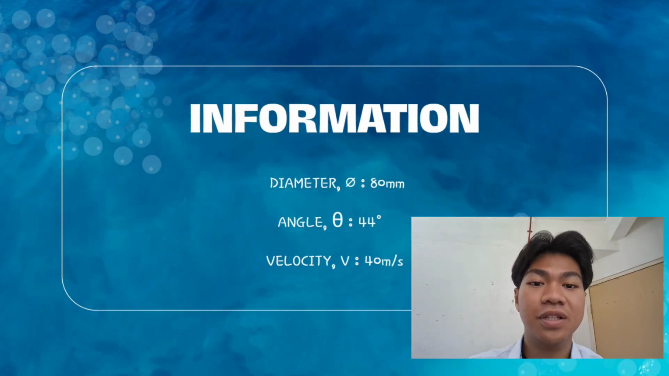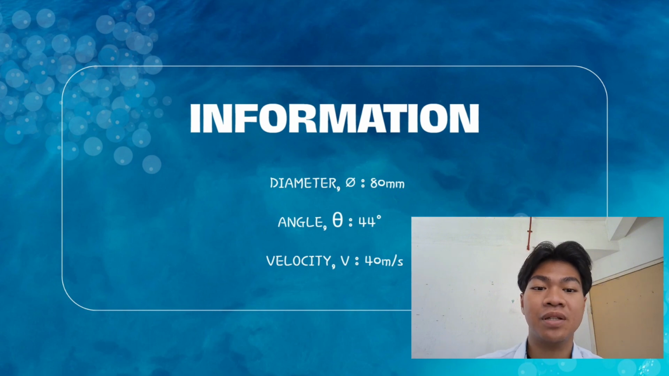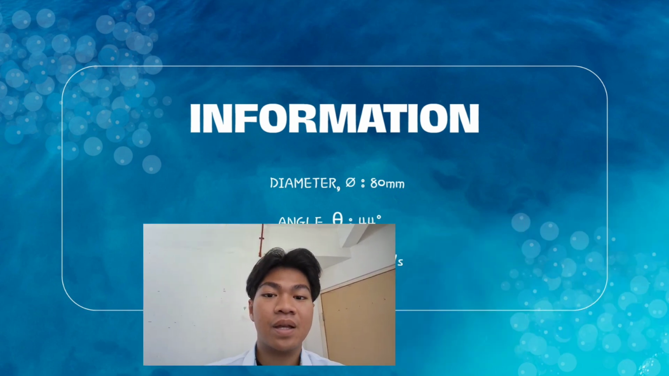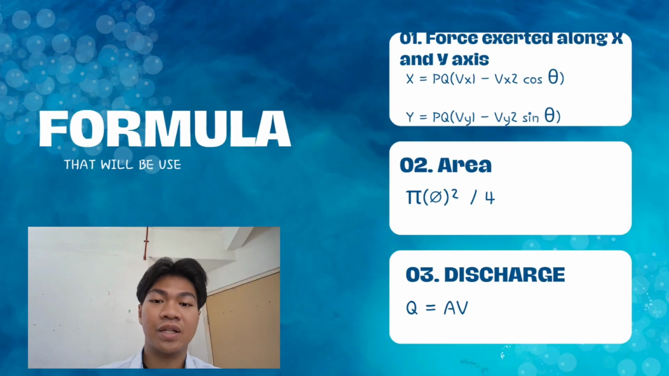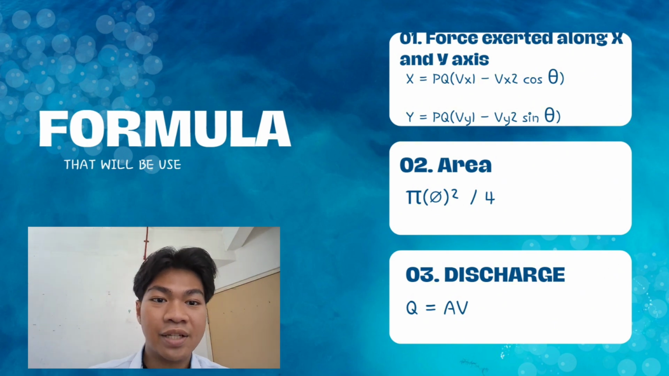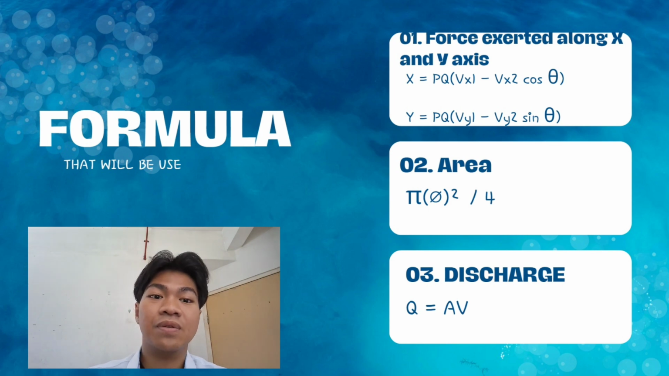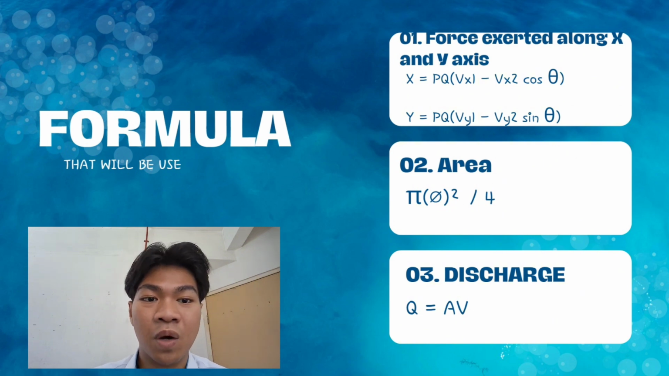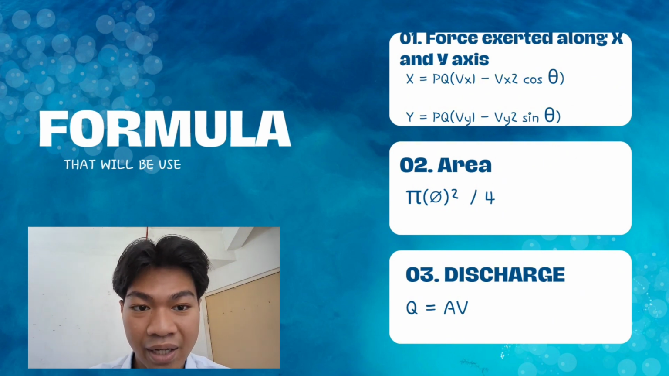Now we need to list the information that we get in the question, which is diameter 80 mm, angle 44 degrees, and the velocity is 40 meter per second. There are 3 things we need to find in this question, which is force exerted along x and y axis, by using the formula Fx equals rho times Q times (Vx1 minus Vx2 cos angle), and Fy equals rho times Q times (Vy1 minus Vy2 sin angle).